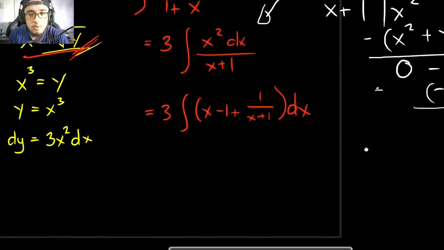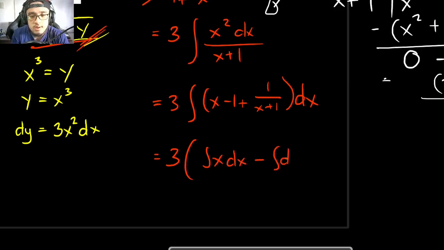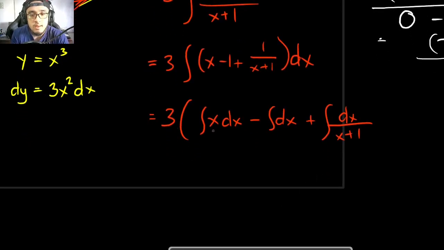So from that, I would now be simplifying this one right here. I would now be rewriting it like this. So this is to be 3 times the integral of x dx minus the integral of 1 dx, or just the integral of dx, plus the integral of dx over x plus 1. So what I did here was just to distribute this value of dx right here to all of the terms. So I would just be writing this one right here for it to be more presentable.